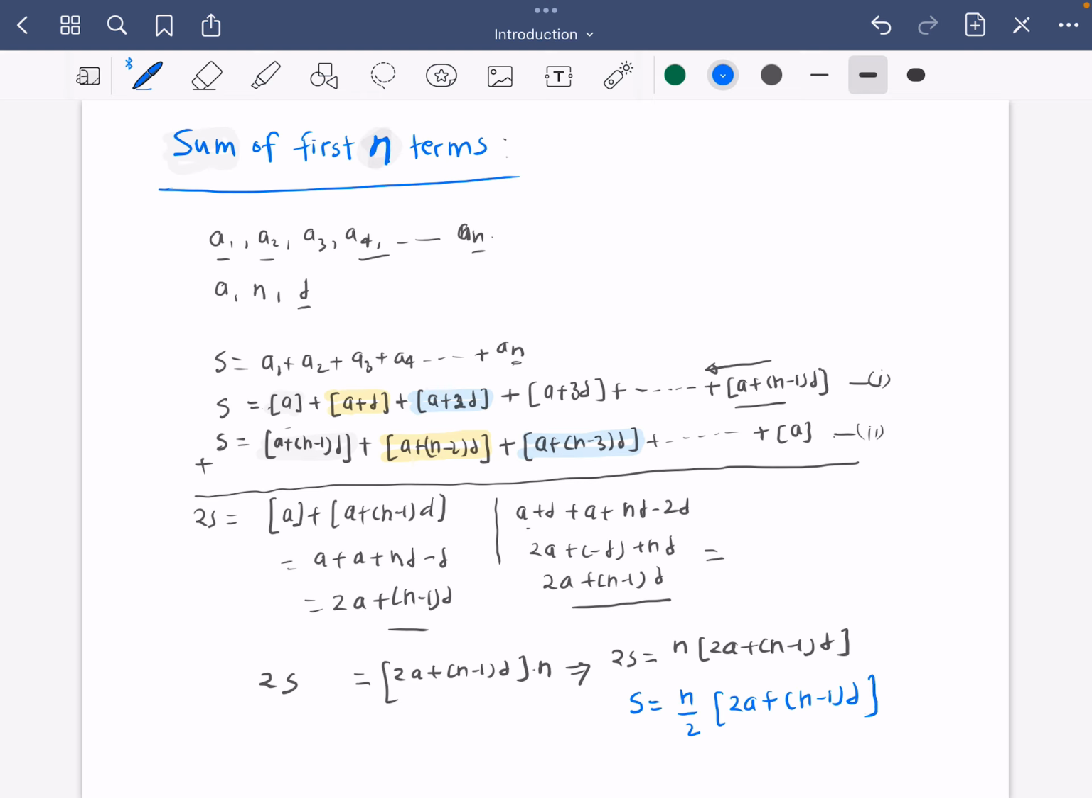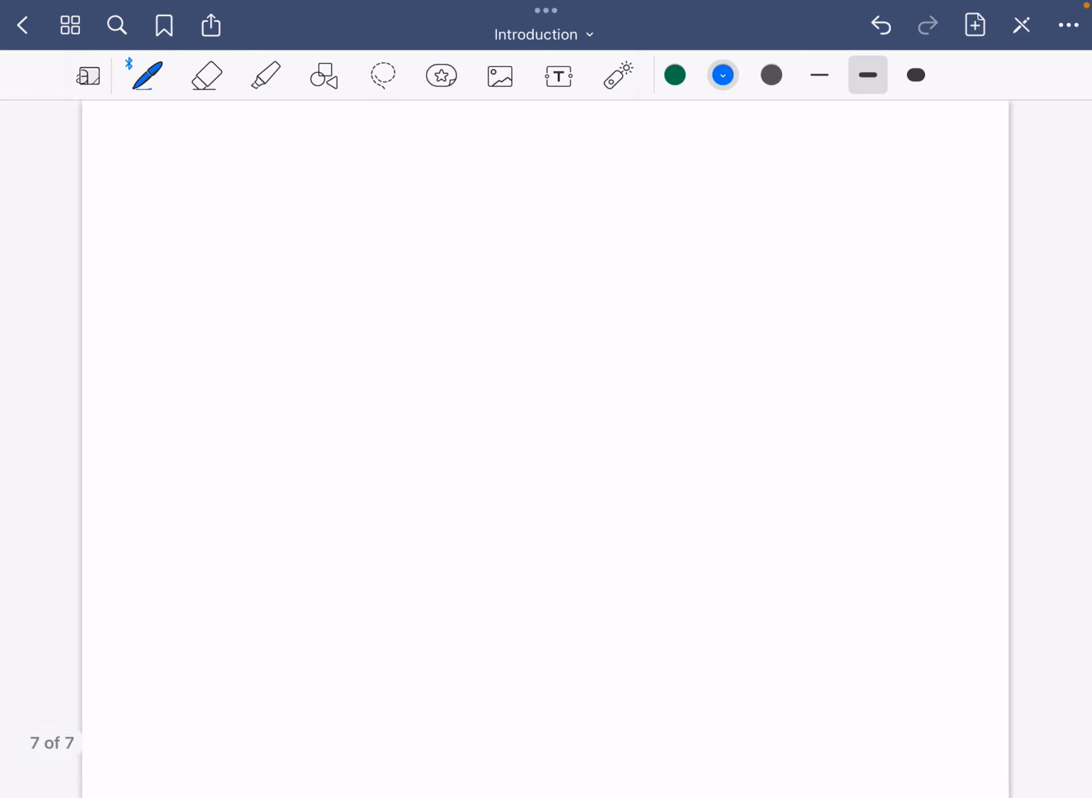So that's how you calculate the sum of the first n terms of an AP. The sum is n over 2 times 2a plus n minus 1 times d. Now there are other forms of this formula. You can derive those forms from this formula. So let's see what the other forms are.